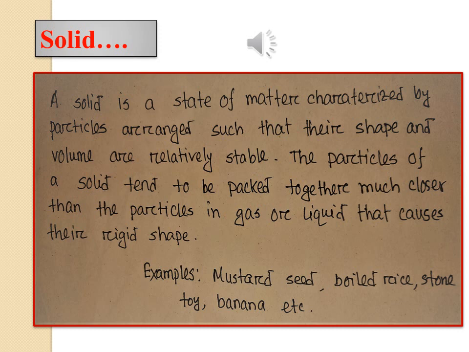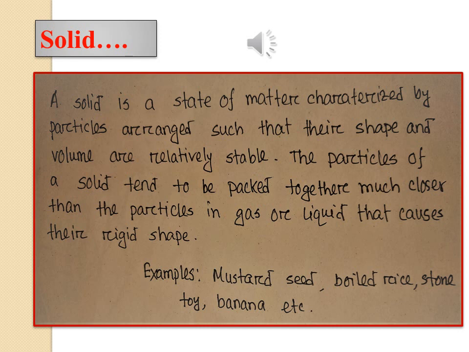So, dear student, in case of solid, basically the particles are arranged in such a way that their shape and volume should be stable. This is basically because the particles of solid tend to be packed together much closer than the particles of gas or liquid. So I hope you understand this topic.